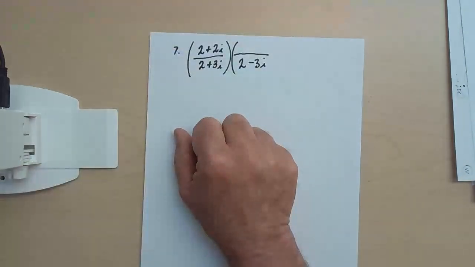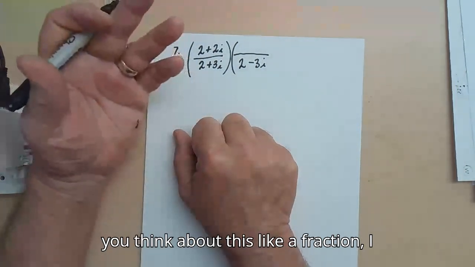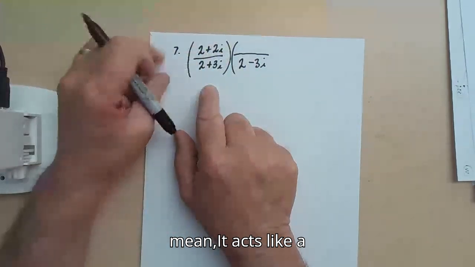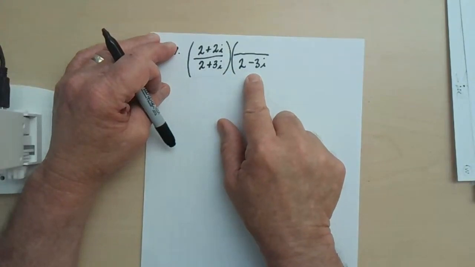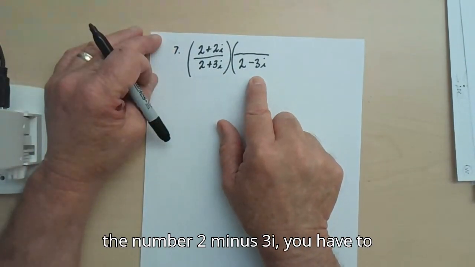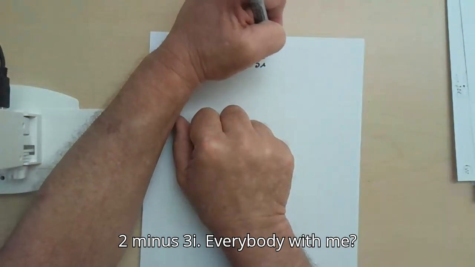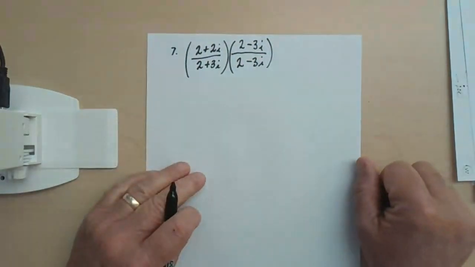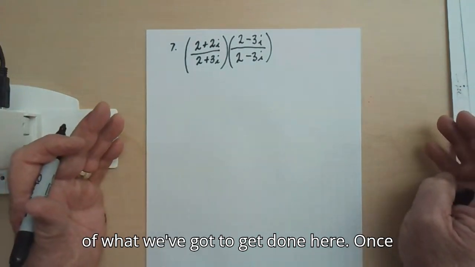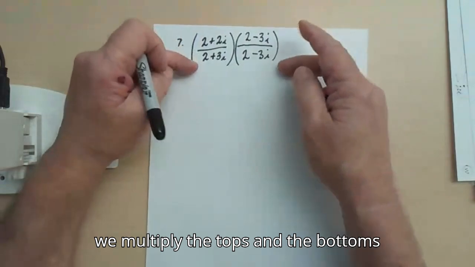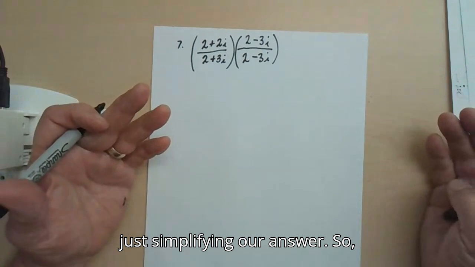Everybody see that? And we should all know at this point, if you think about this like a fraction, it acts like a fraction. If you multiply the bottom times a number, and we're multiplying the bottom times the number 2 minus 3i, you have to multiply the top times that same number, 2 minus 3i. Everybody with me? And that's really the brunt of what we've got to get done here. Once we multiply the tops and the bottoms times 2 minus 3i, from there it's just simplifying our answer.